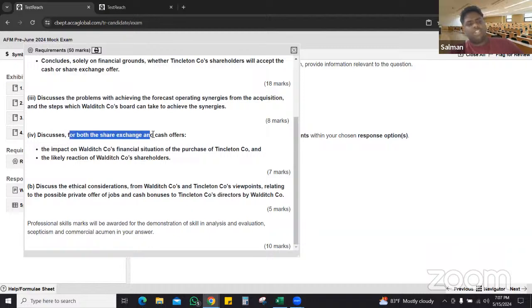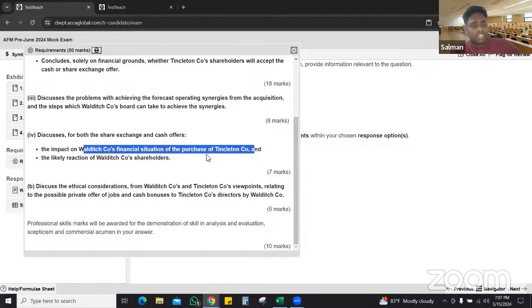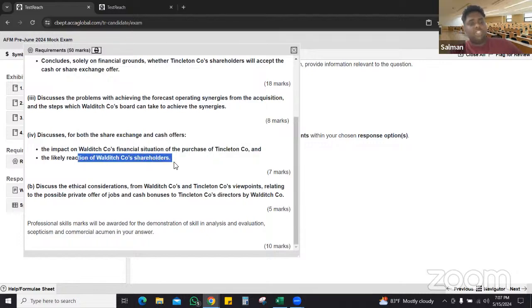Discuss, for both the share exchange and cash offers, the impact on Walrich company's financial situation of the purchase of Tinkleton, and the likely reaction of Walrich company shareholders. If you're going for share exchange or if you're going for purchasing the shares by cash, what will happen to the financial situation? If you are going for cash, we'll have to pay money. Our cash balance will be reduced. Sometimes if we don't have enough money, we'll have to take some loans. So there'll be increased liability and or else reduced assets.